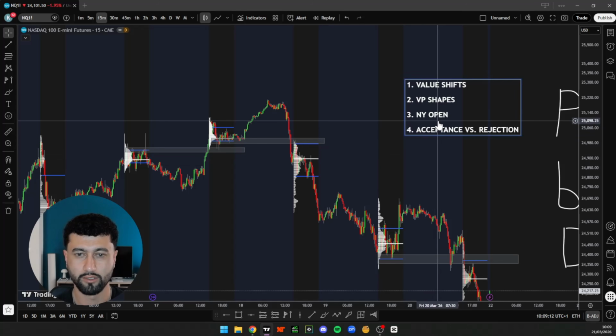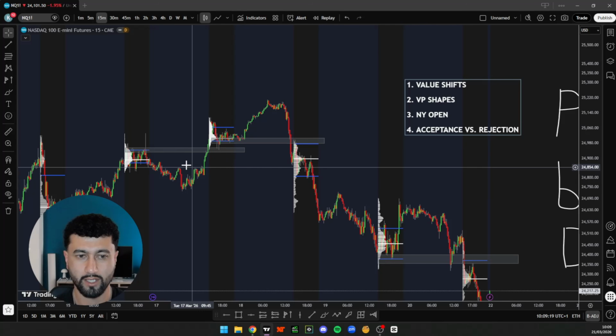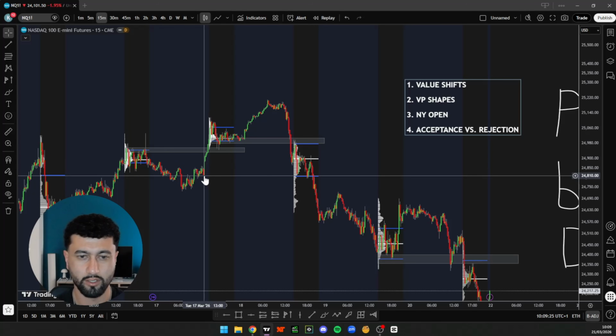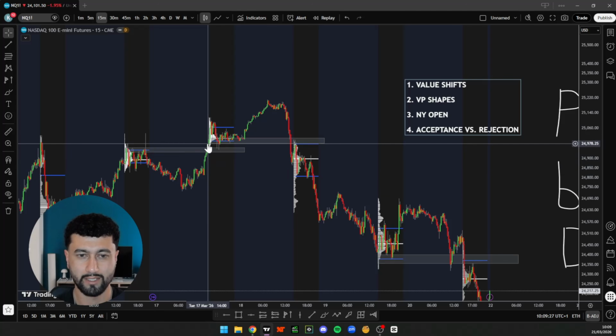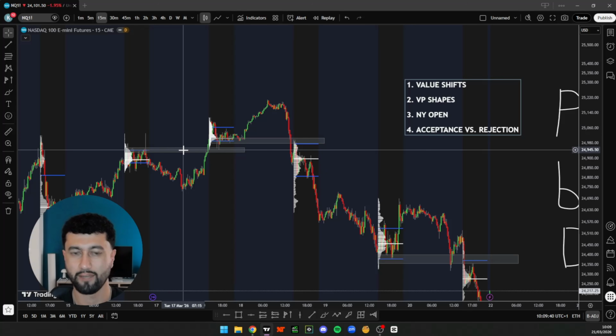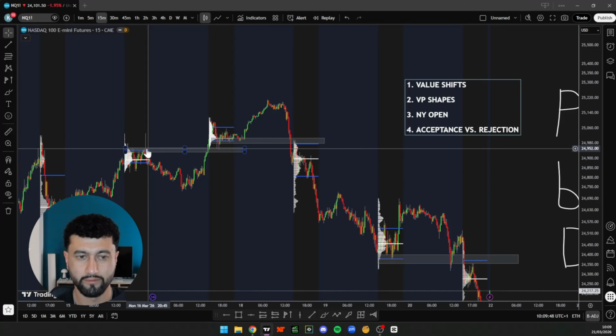But now looking at the New York Open, we can clearly see that the overnight session was hanging around usually below the value area low, but then in the last hour of the overnight session, price rallied up, went above the value area, and New York opened way above this value area high. So we already have two bullish signs. Value has shifted up, New York is opening above the value area high.